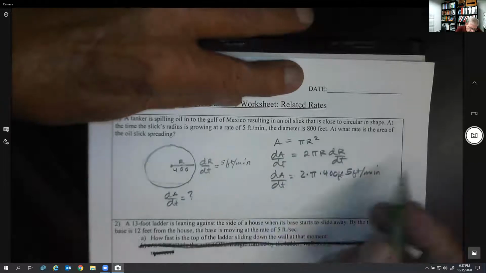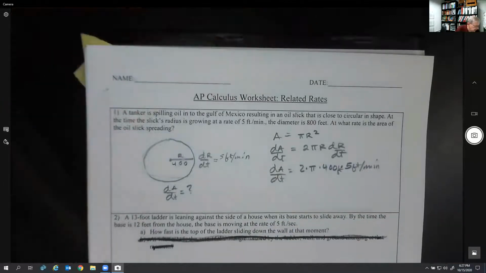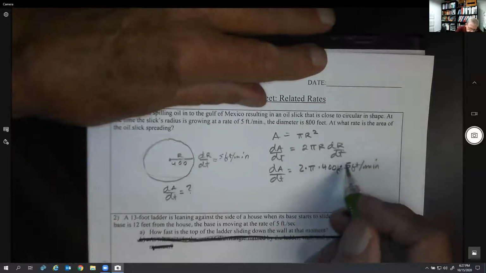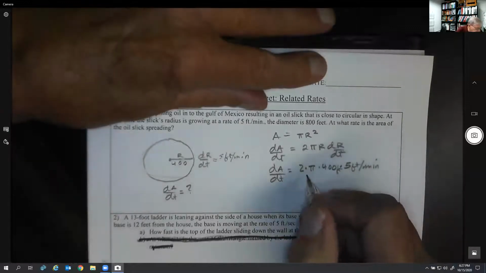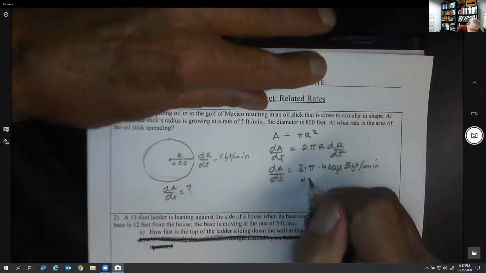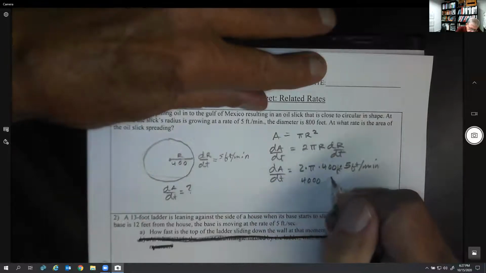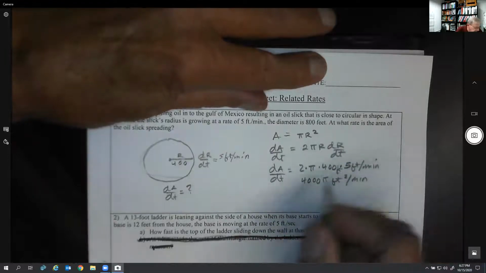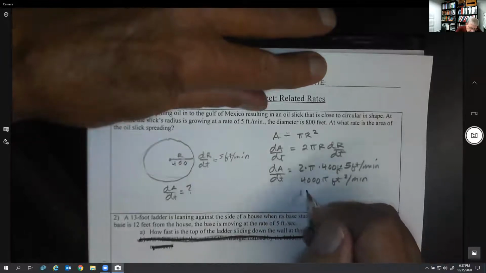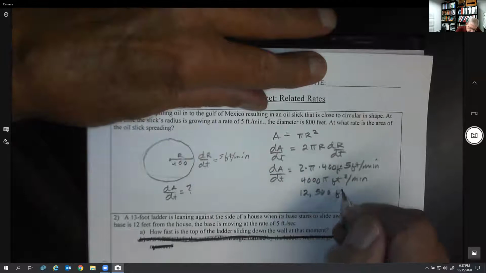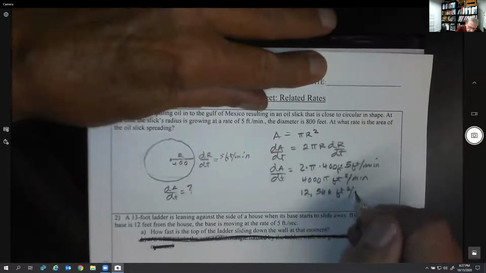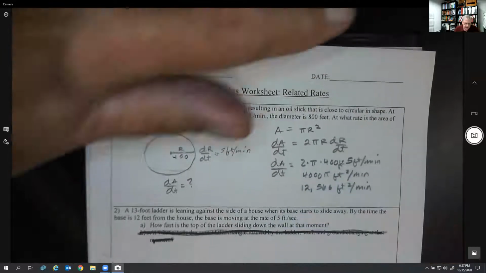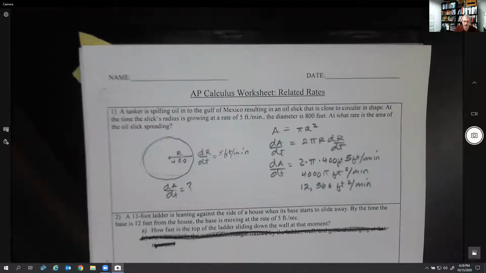So let's multiply all that out. Let's see, I think I already did. That's 10 times 4, 4,000 pi. Feet squared per minute. And then I calculated with pi, and it came out to be 12,566 square feet per minute that this oil slick is increasing.